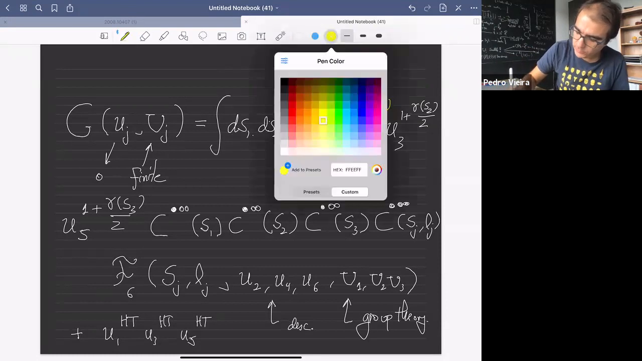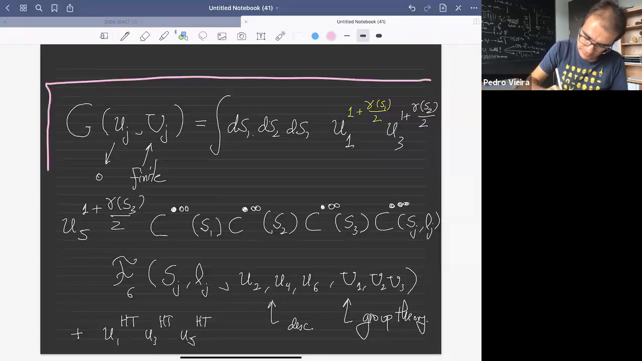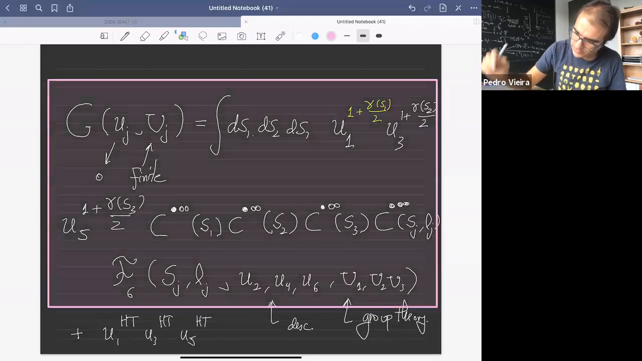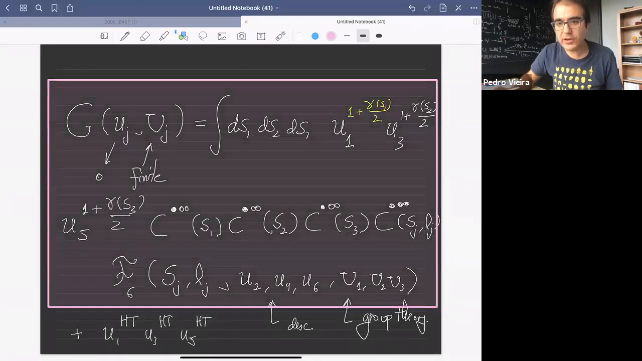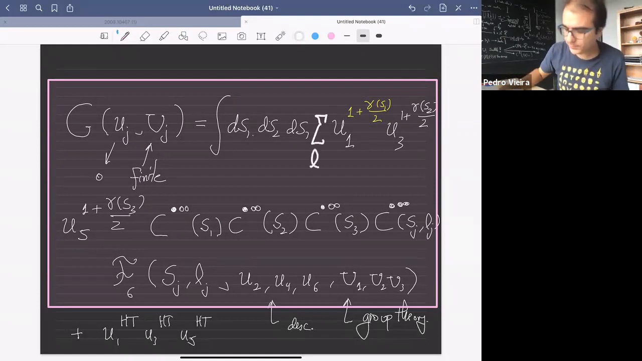So, and that's where I will start after the break. We will take this expression and try to see if we can now extract something out of it. And this will be then the starting point for after the break, I think. Okay, maybe to be complete, I should add a sum over the L's here.